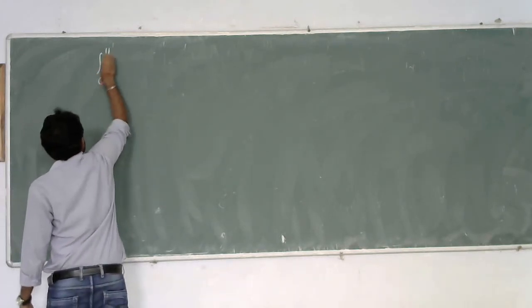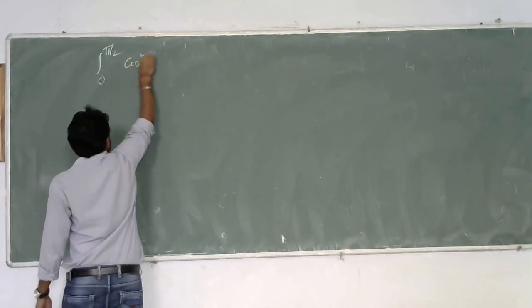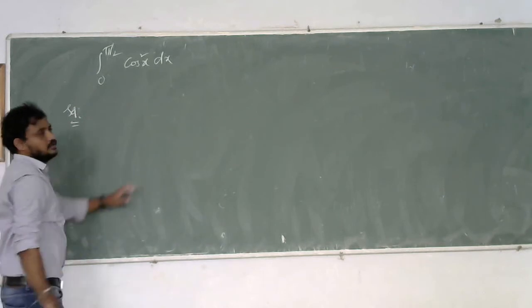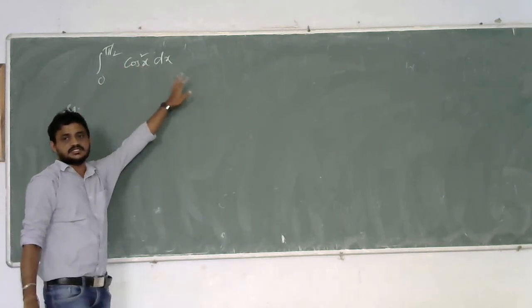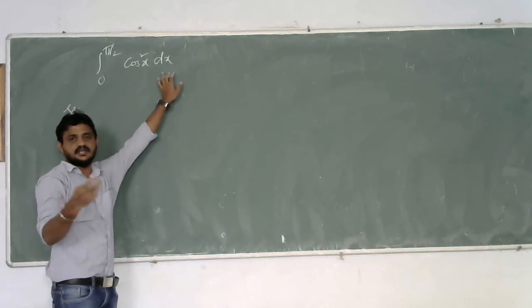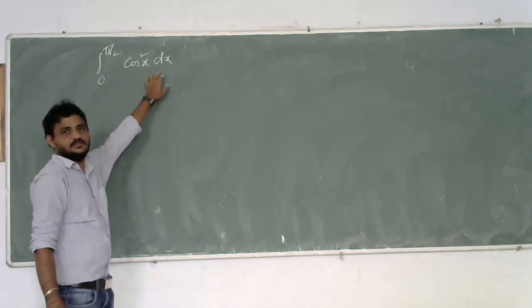Evaluate the integral 0 to pi by 2 of cos square x into dx. First, let us integrate this term, the integration of cos square x. Directly we cannot solve it, so we have to write the formula of cos square x.